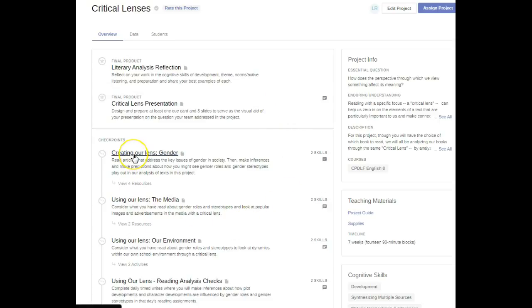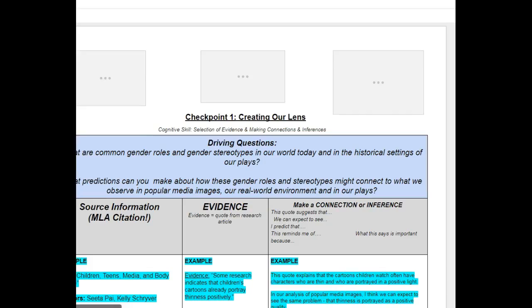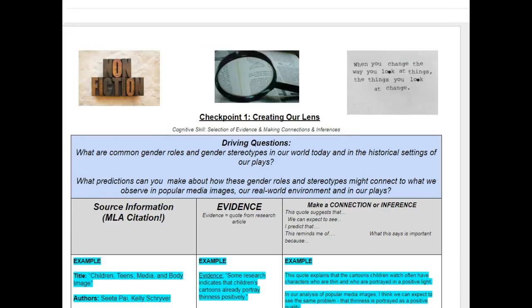So if we look at the very first checkpoint, creating our lens, let's open it up, and you will find a nice graphic organizer, checkpoint 1, creating our lens. And the question is, what are common gender roles and gender stereotypes in our world today and in historical settings of our plays? What predictions can you make about how these gender roles and stereotypes might connect to what we observe in popular media images, our real-world environment, and in our plays?